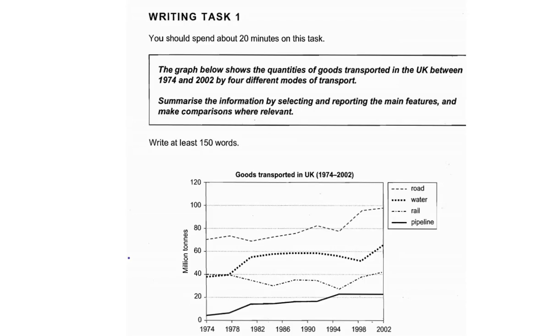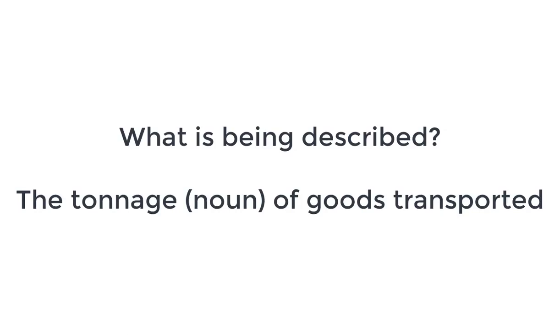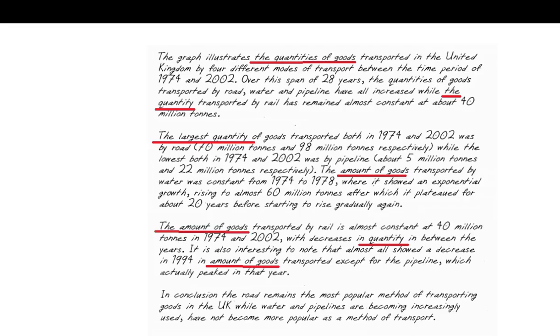The x-axis gives us the time, and how about the y-axis? The data represented on the y-axis will always be expressed as a noun. So in this first line chart, the data is describing the tonnage of goods transported by various means. That is why in the sample answer, we see phrases such as the quantities of goods and the amount of goods.